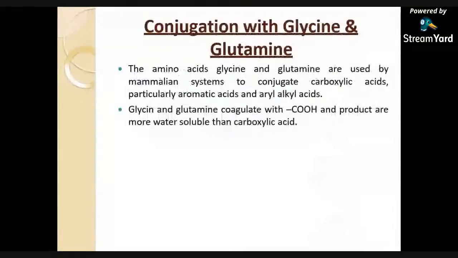Then the amino acids glycine and glutamine are used by mammalian systems to conjugate carboxylic acids, particularly aromatic acids and aryl alkyl acids. Okay. Then glycine and glutamine conjugate with COOH, and the products are more water soluble than the carboxylic groups.